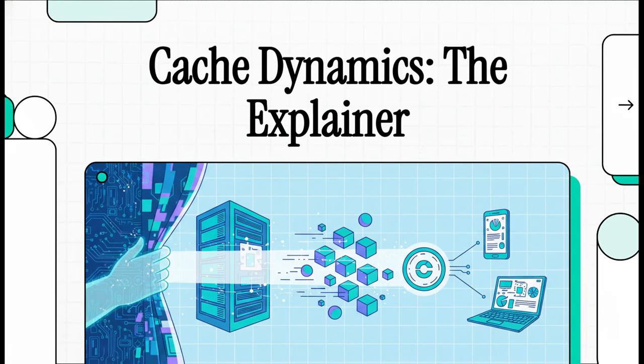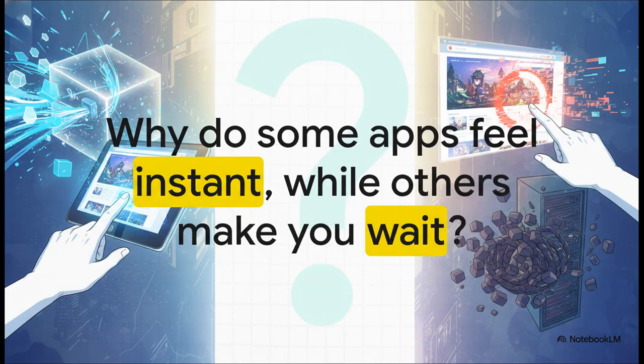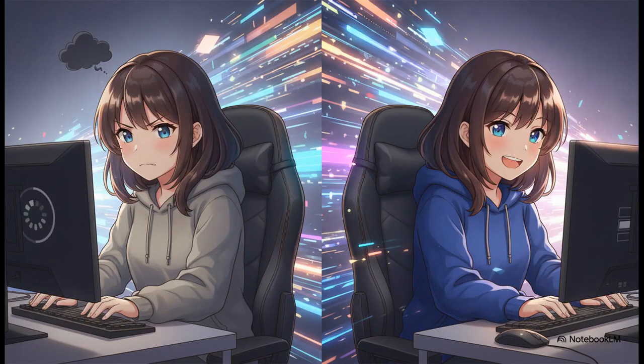All right, welcome. Today, we're pulling back the curtain on one of those invisible pieces of tech that makes our digital world feel, well, instant. You know that feeling, right? You tap a button on one app and bam, the result is right there. You load a website and everything just snaps into place. But then you use another app and you're just stuck, staring at that dreaded loading spinner. What is the difference? Well, it's definitely not magic.